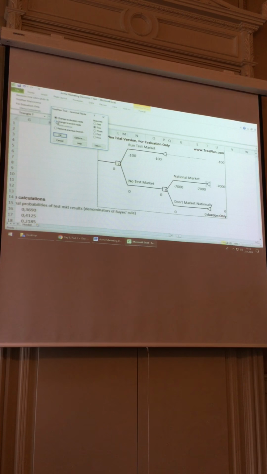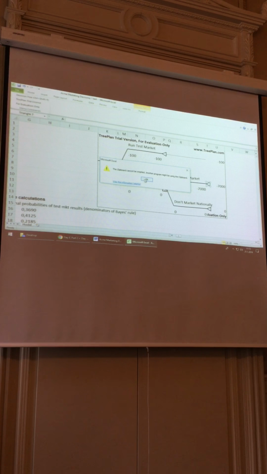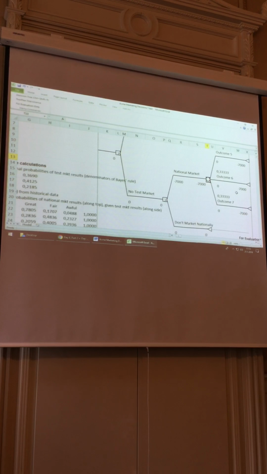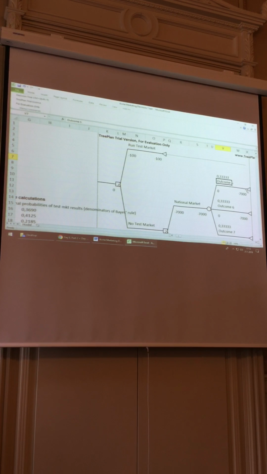So now I'm going to change that to an event node, and I'm going to have 3 branches because an outcome is an event. All right, and there we have it. Outcome: great market, great product. Did it crash? Fair product. Awful product. It lives.